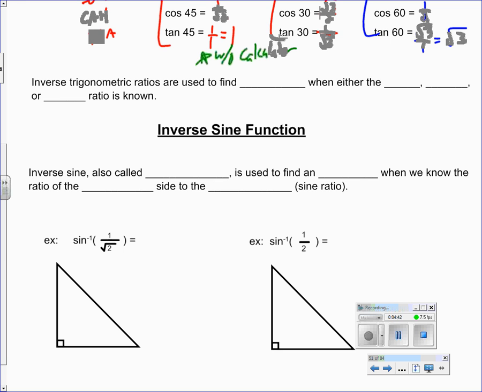So what we're going to be talking about today is inverse trig ratios. And what we use inverse trig ratios for is we use those to find angles. We use them to find angles when we know either the sine, the cosine, or the tangent ratio of the angle, but we don't know the angle itself.